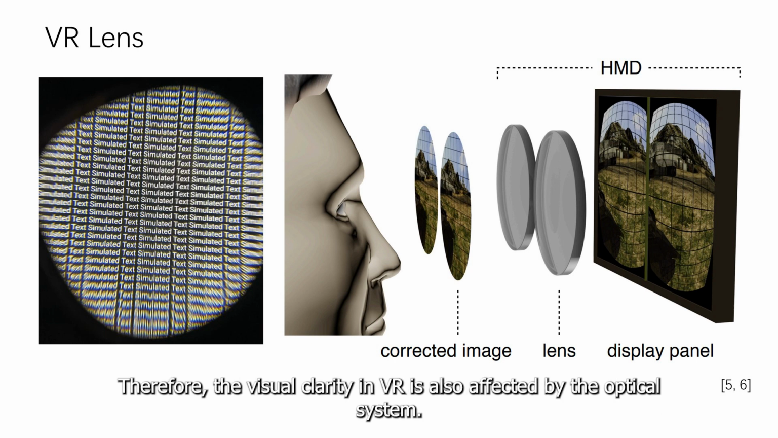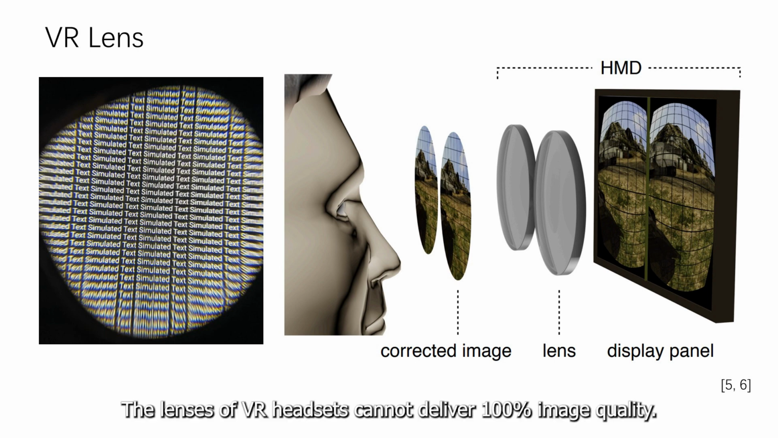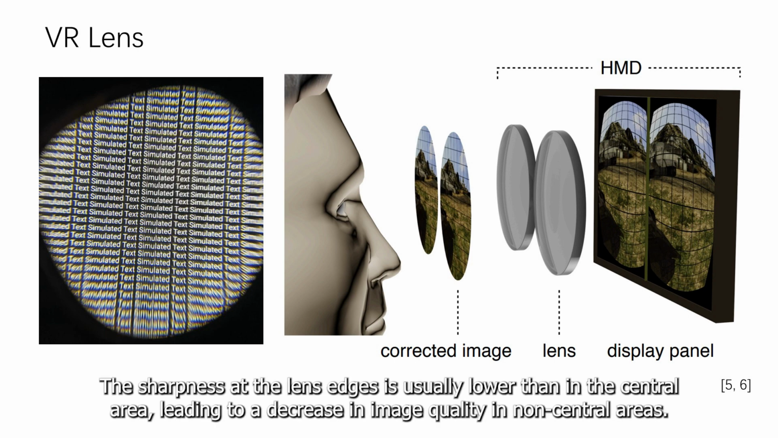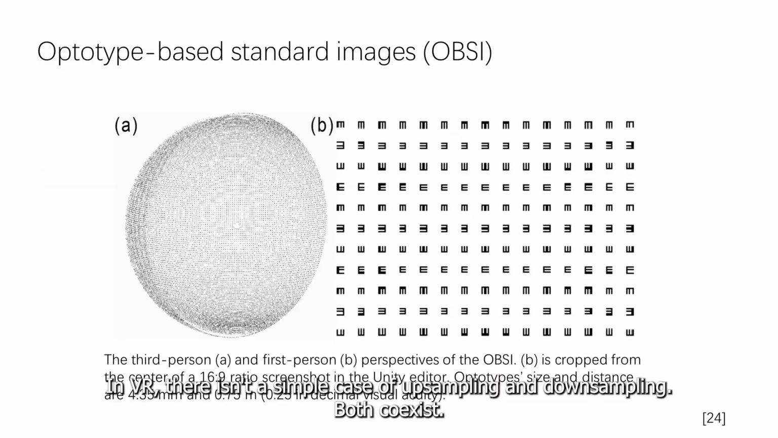Therefore, the visual clarity in VR is also affected by the optical system. The lenses of VR headsets cannot deliver 100% image quality. The sharpness at the lens edges is usually lower than in the central area, leading to a decrease in image quality in non-central areas. In VR, there isn't a simple case of upsampling and downsampling.